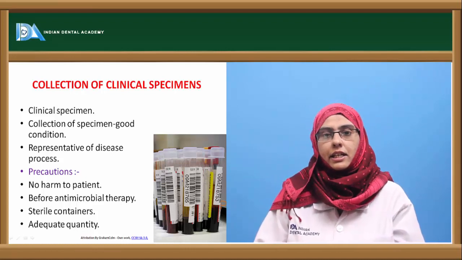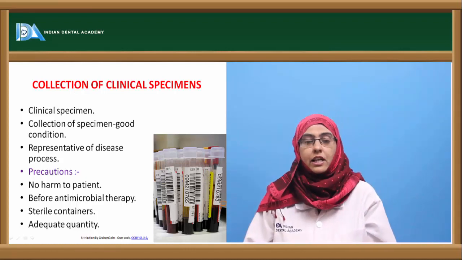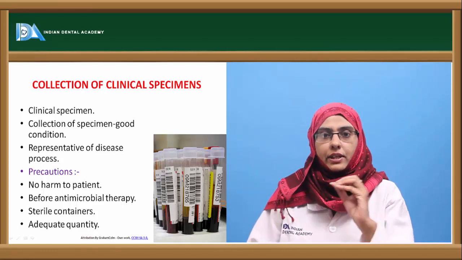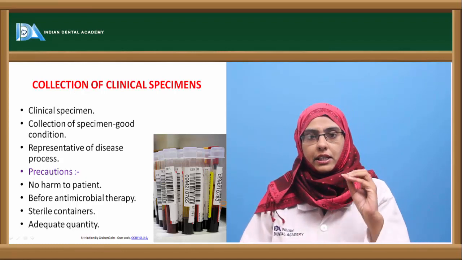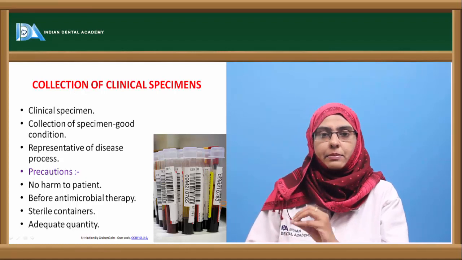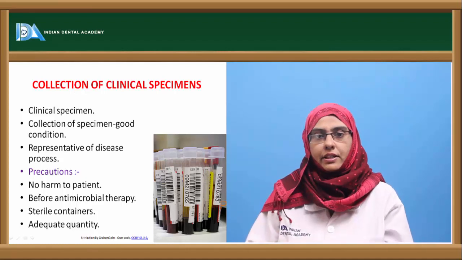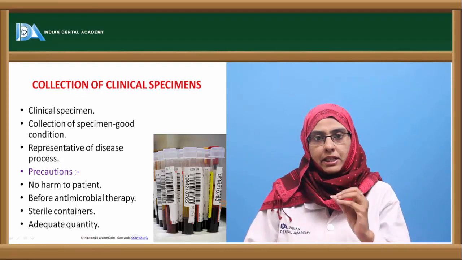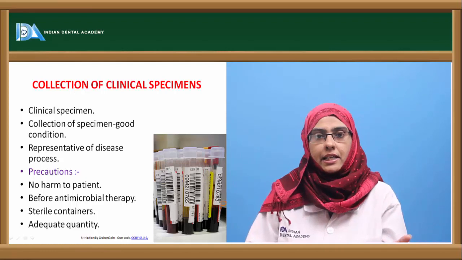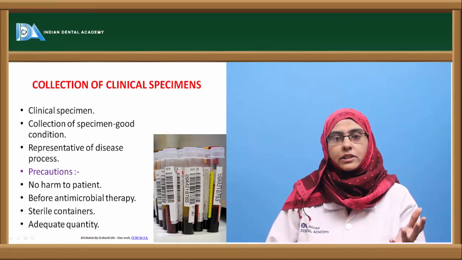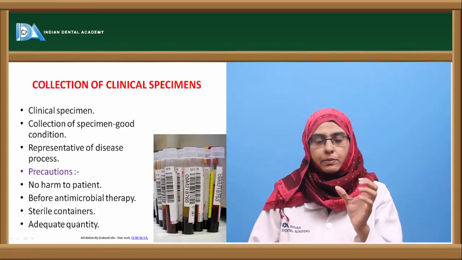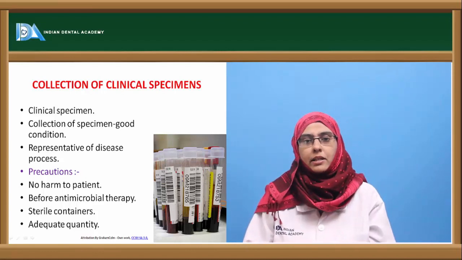Next, the specimen should be collected in good condition. The quality of the specimen completely determines the result that you get from it. So the result is dependent on the type and the quality of the specimen collected to identify the organism. The specimen should be from the diseased area, not from any other part, unless it is an organism causing a systemic infection where blood is also involved. Apart from that, the specimen should be only from the diseased area but not from other parts of the body.